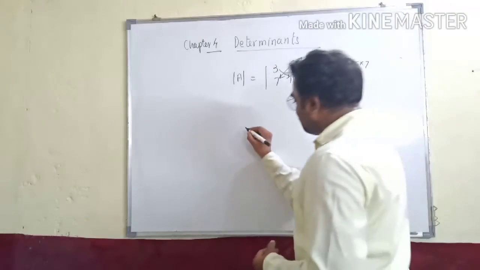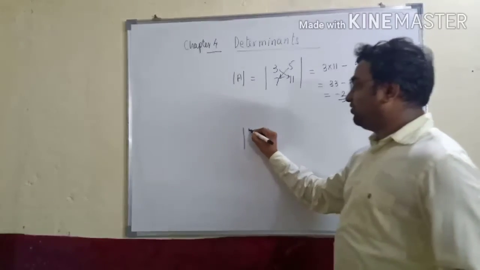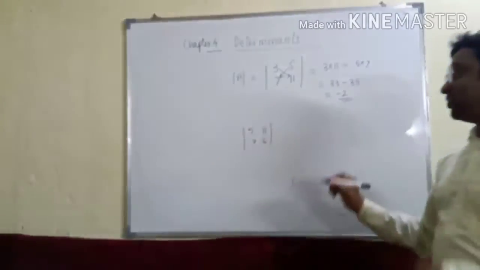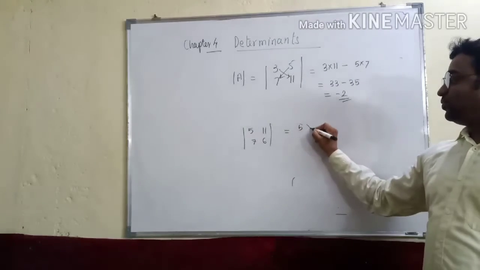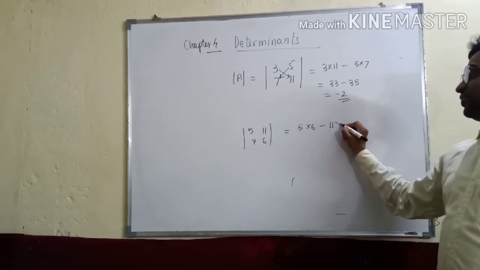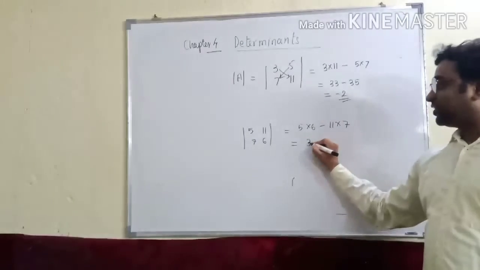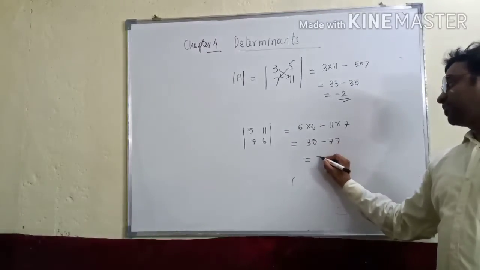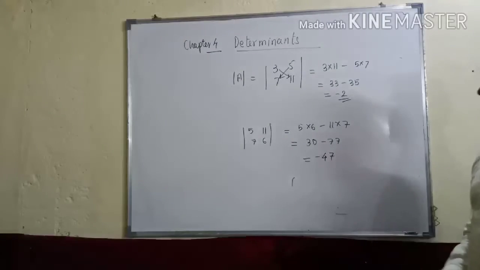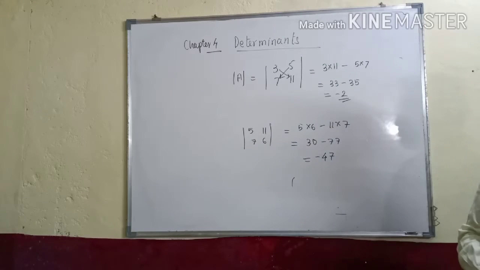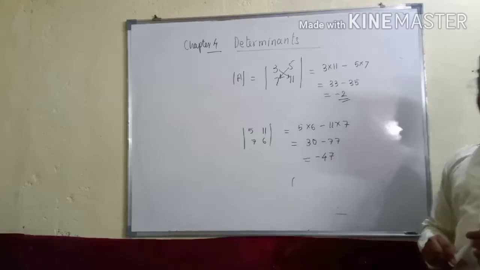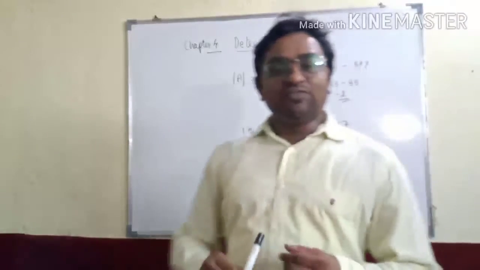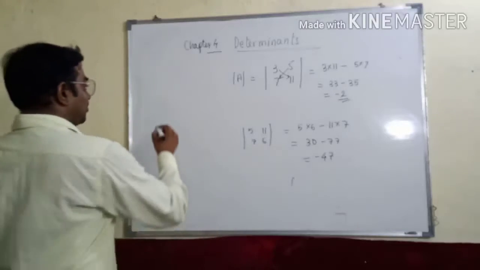You can have some more examples, like 5, 11, 7, 6. So this will become 5 into 6, 11 into 7. So this will become 30 minus 77. The outcome will be negative. Definitely the outcome will be minus 47. So this is the way how we will consider the term and determine the value of the term.